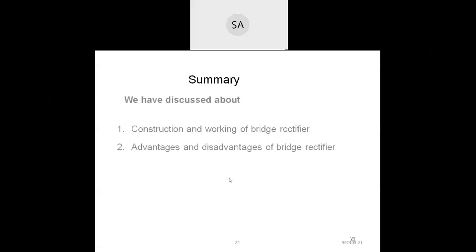Here we have discussed these two topics: the construction and working of the bridge rectifier, and the advantages and disadvantages of the bridge rectifier.